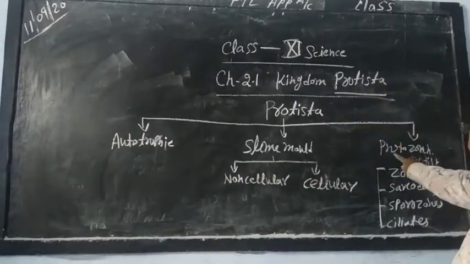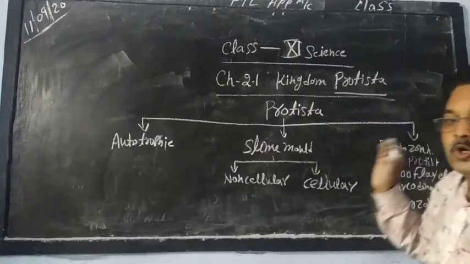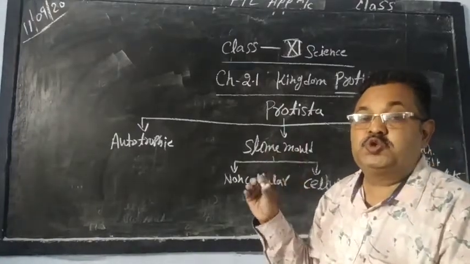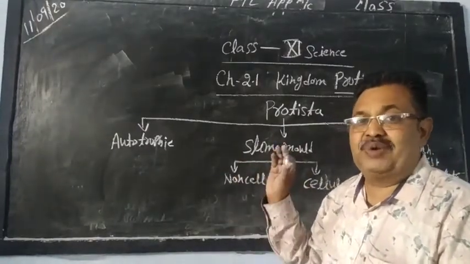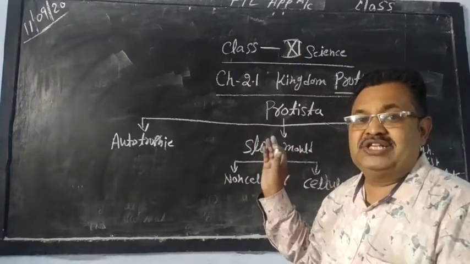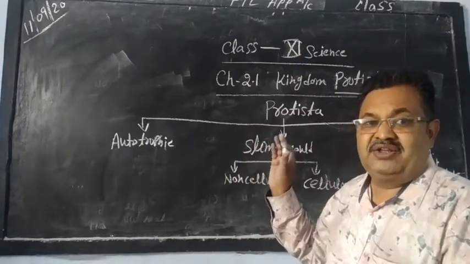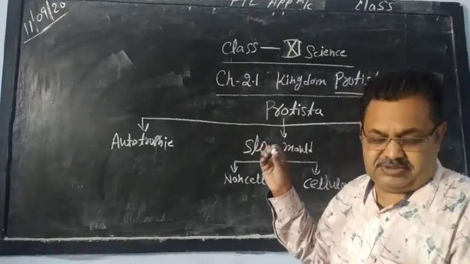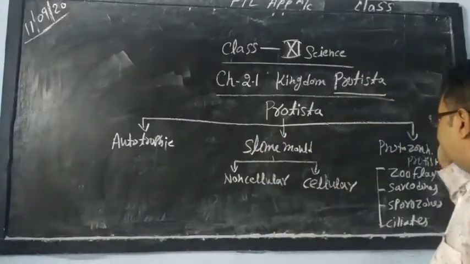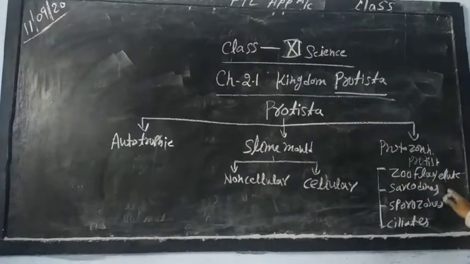Third one is protozoan protist. Proto means primary, zoans means animal. So primary animals are known as protozoans. They are unicellular organisms. On the basis of the locomotory organ, they are divided into four groups. Zooflagellate means they have a flagellum as the locomotory organ. Example, euglena.